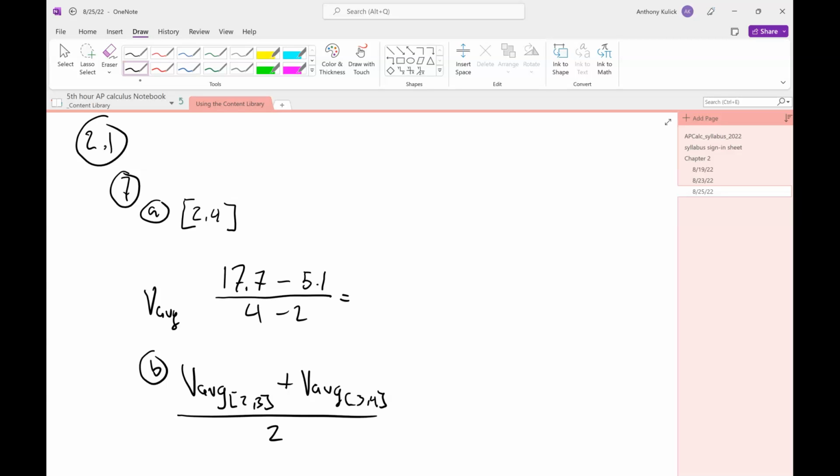So wait, oh, I see what you did. You take the slope, and then you add the other slope, and you divide by 2. Yeah, just take the average of the 2.